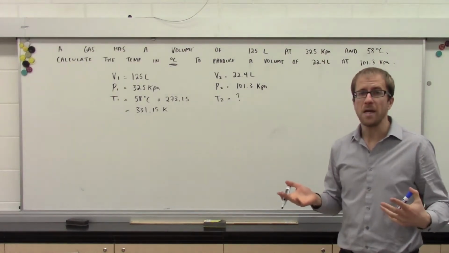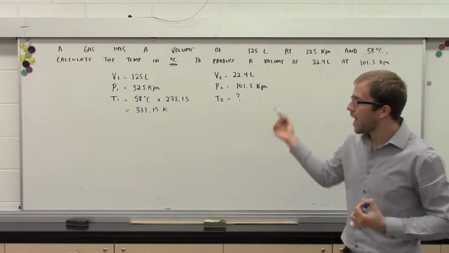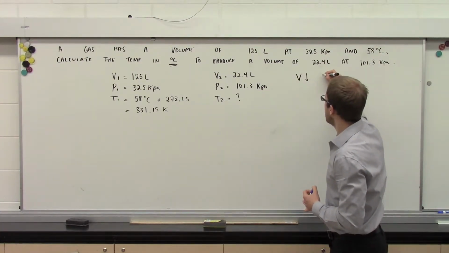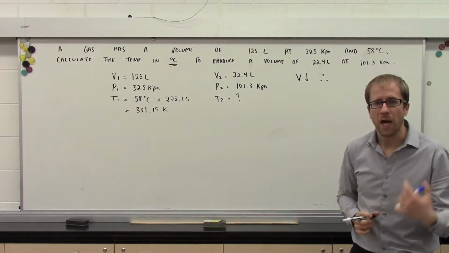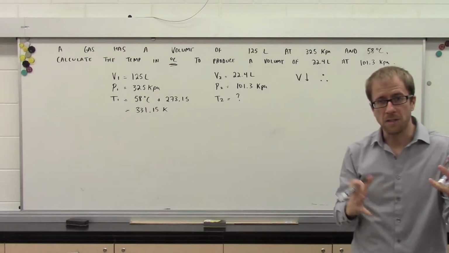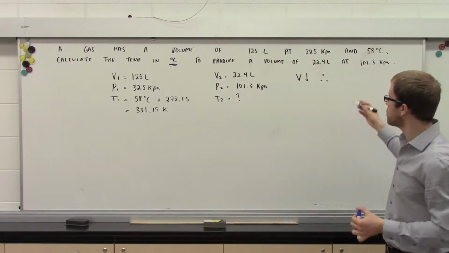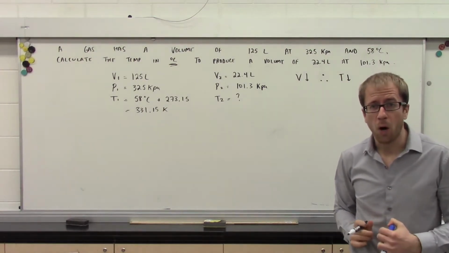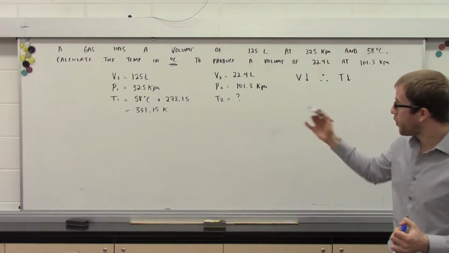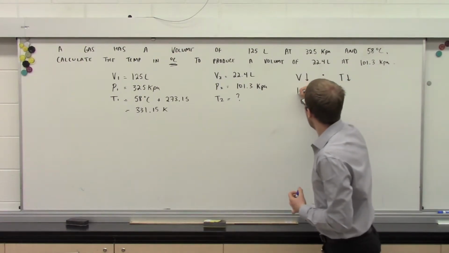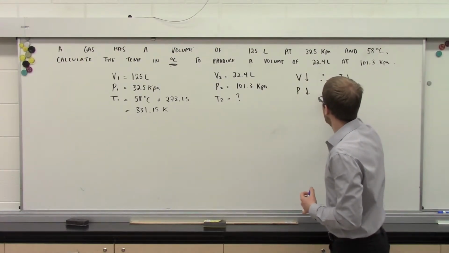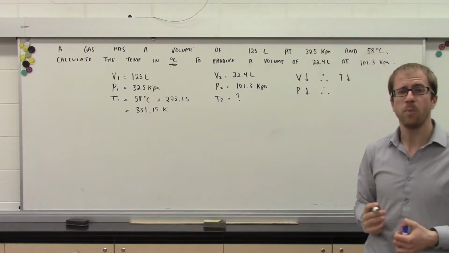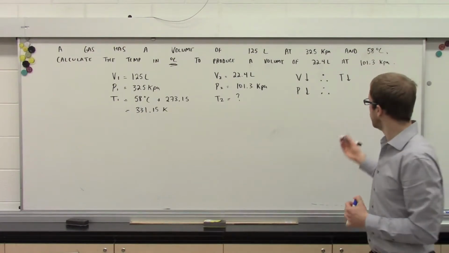So in order to figure that out, we again need to predict. So what happened to our volume? Our volume decreased. Therefore, what is going to happen to our temperature? Well, they are directly proportional. So our temperature will also decrease. And what happened to our pressure? Well, our pressure went down. And how are pressure and temperature related? Well, they are directly proportional. So if our pressure goes down, our temperature must also go down.